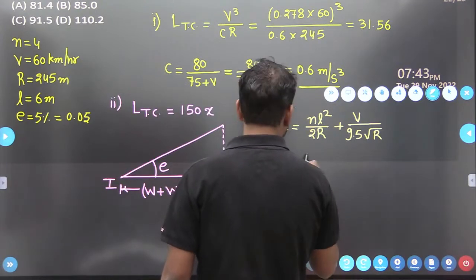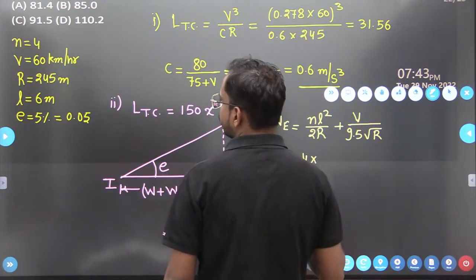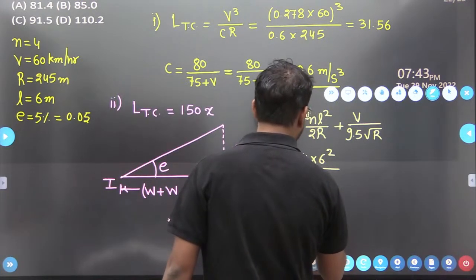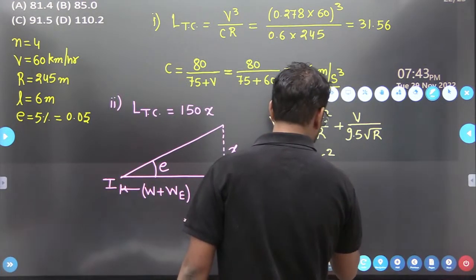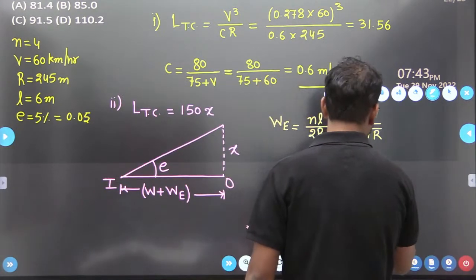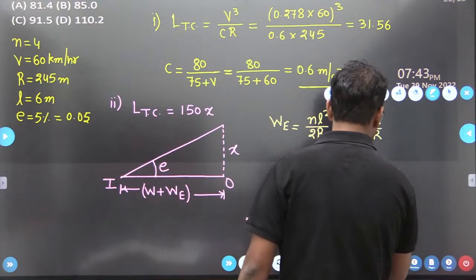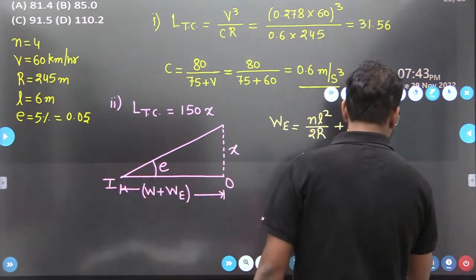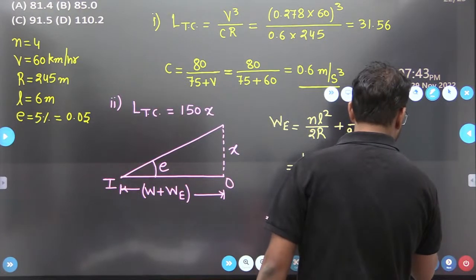What is the value of N? Number of lanes is 4. What is the value of L squared? That means 6 squared divided by 2R. So what is the value of radius? The radius is 245 meter, plus V upon 9.5 under root R. So V is 60 divided by 9.5 under root R. So the value of radius is 245 meter.